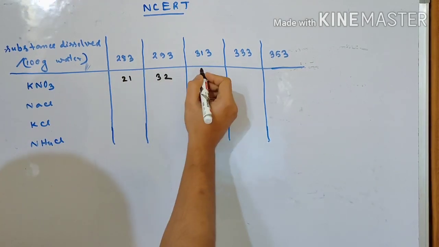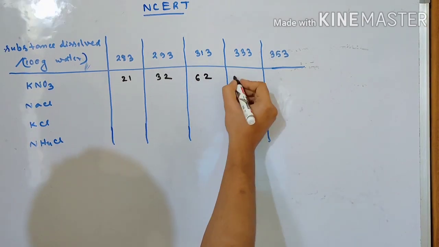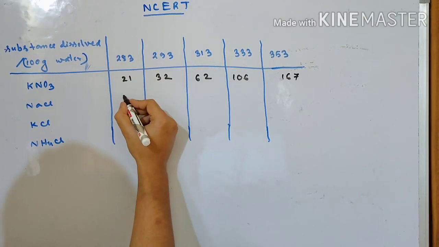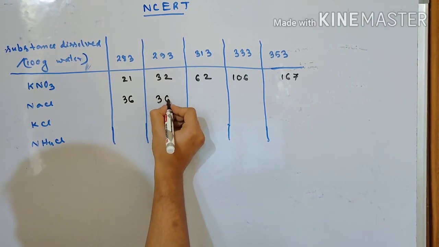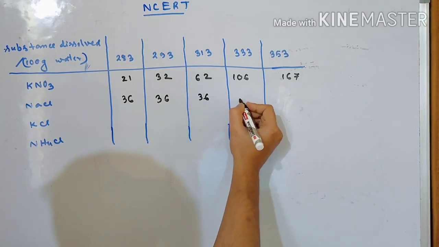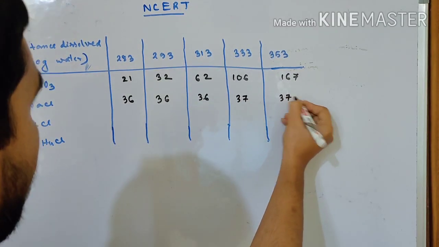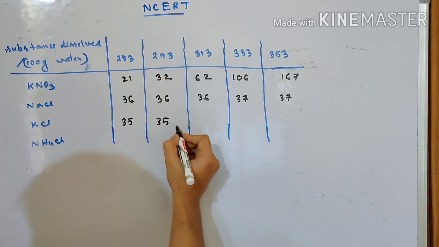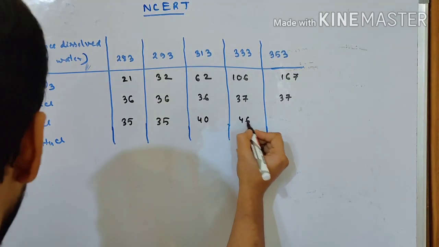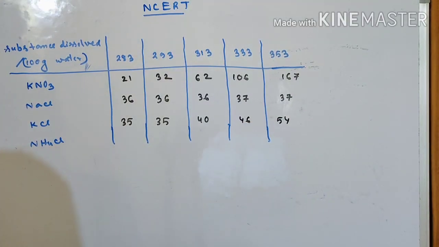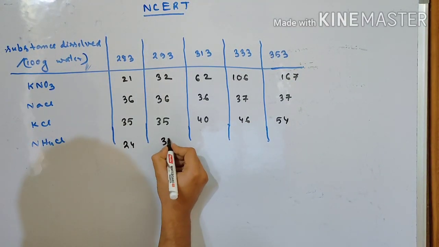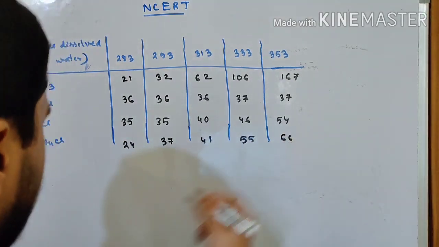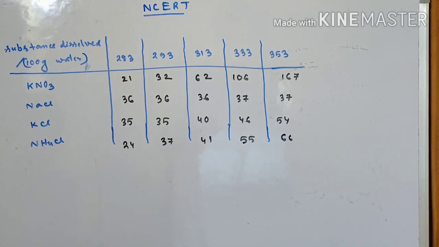21, 32, 62, 106, 167. Next is 36, 36, 36, 37, 37. Then we have 35, 35, 40, 46, 54. Then we have 24, 37, 41, 55 and 66. So these are the data.